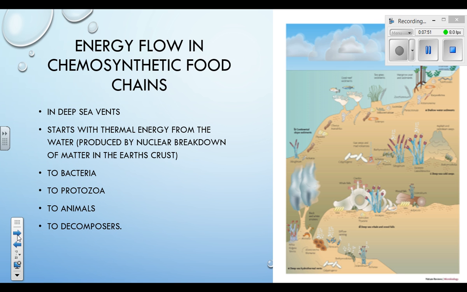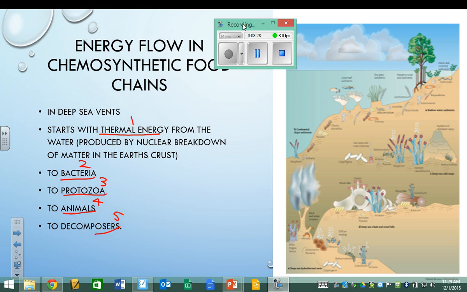On the next slide, we're talking about energy flow in a chemosynthetic food chain. So it starts with thermal energy. We could call that number 1. It goes to bacteria or protozoa. Protozoa are small organisms, unicellular usually, but they're eukaryotic. Then animals, then decomposers. Notice there are no plants here, so if I asked you about a chemosynthetic food chain, please don't pick a plant, because they are not typically part of that type of food chain. The picture on the side is to help illustrate this happening.